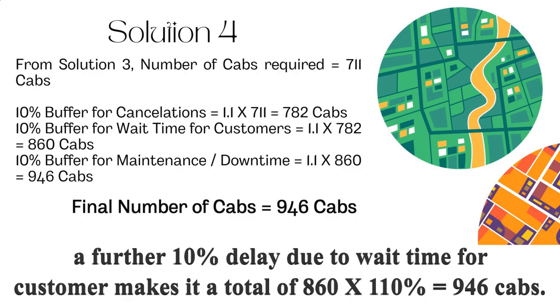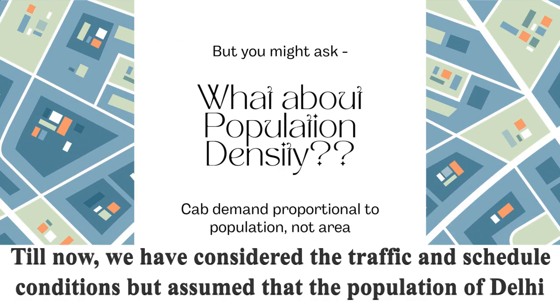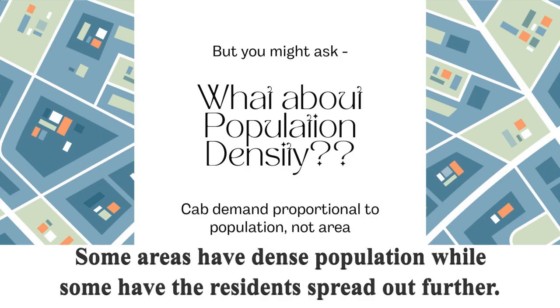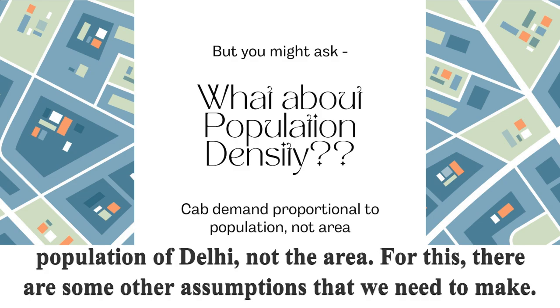Till now, we have considered the traffic and schedule conditions, but assumed that the population of Delhi is evenly distributed across the urban areas. However, this is not the case in real life. Some areas have dense population, while some have residents spread out further. Therefore, we should consider that the cab demand for our analysis would be proportional to the population of Delhi, not the area. For this, there are some other assumptions that we need to make.